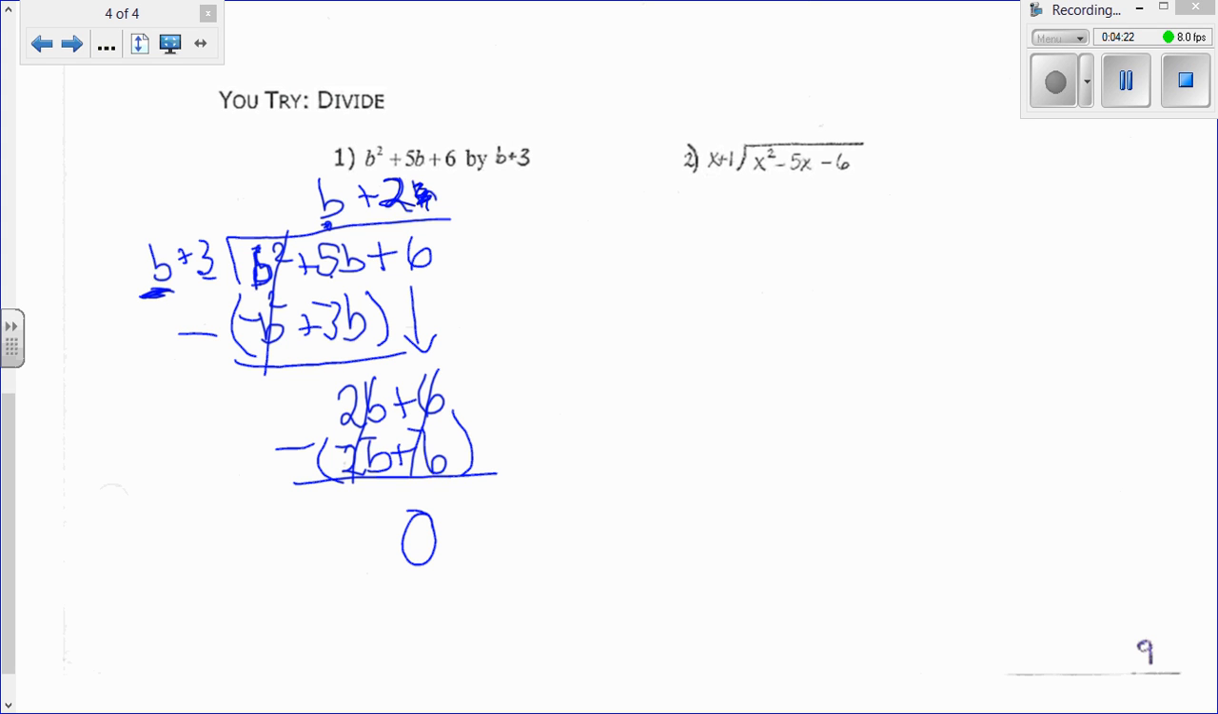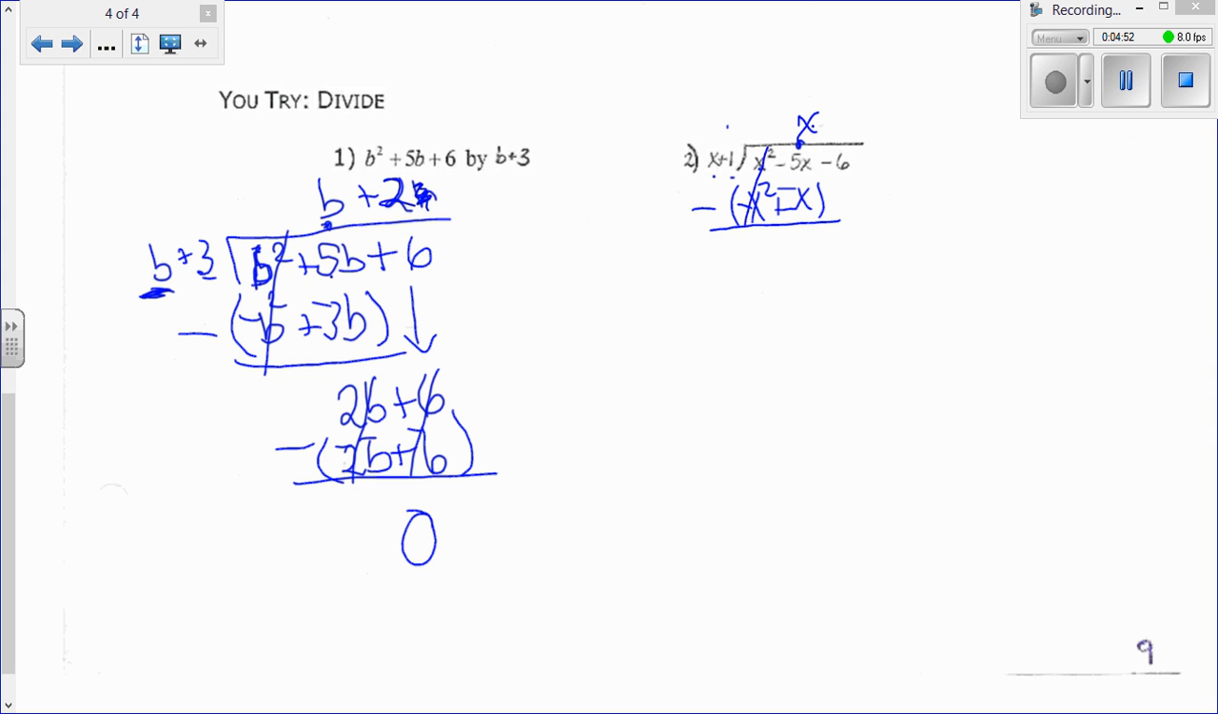For number 2, I have x plus 1 dividing x squared minus 5x minus 6. So 2 terms, I go over 2 places, put my dot. X times what gives me x squared? Well, that's x. So x times x is x squared. X times 1 is 1x. I'm going to subtract. Change everything on the inside to its opposite.